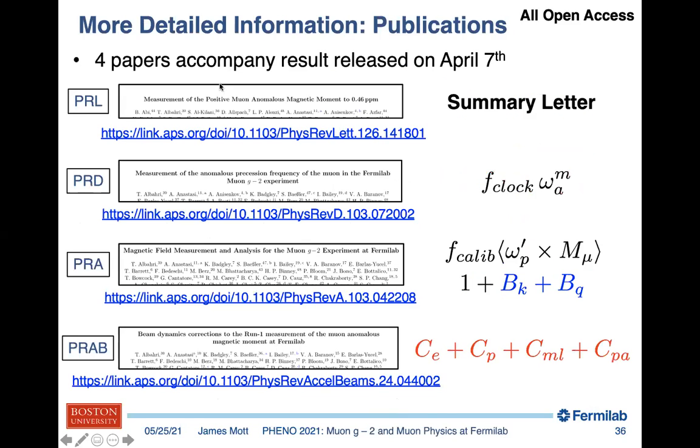So if you are interested in that, though, you can read some of the papers that we put out. So we have these 4 papers that were published at the same time as we released the result. There's the main summary letter. If you read any of the papers, you probably read this one. But we also have one that talks about the precession analysis. That's this PRD. We have one for the field. That's this one. And then we have one for those beam dynamics corrections, which is here. So if you're interested, please read these or corner me in a coffee break and we can talk more about them.